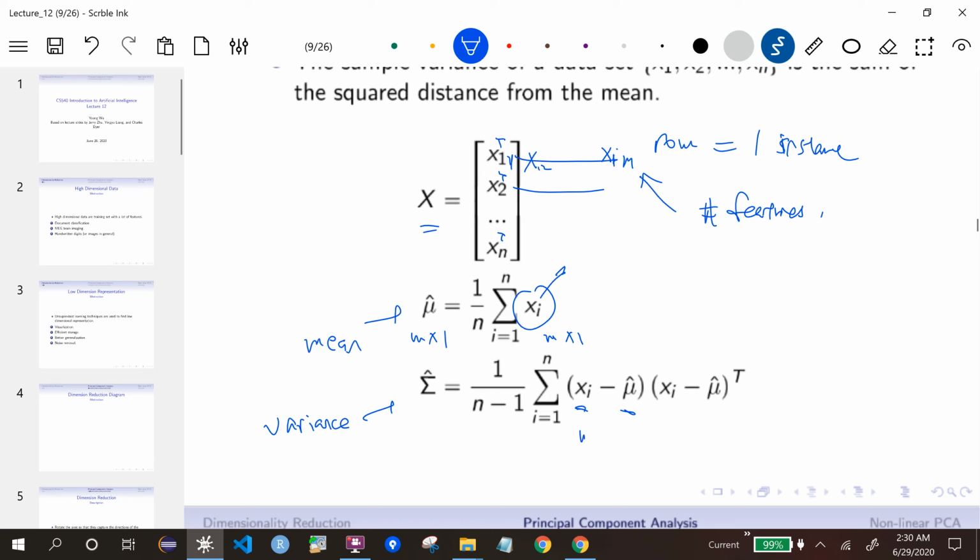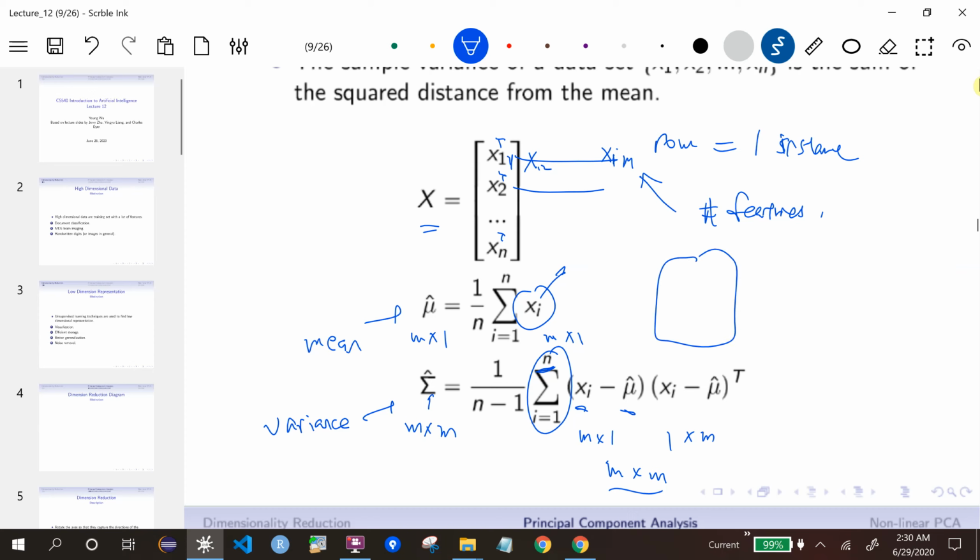Each one of these is n by 1, and these are 1 by m if we transpose them. Then if we take the product, it becomes an m by m matrix, and we are adding up n m by m matrices. That's why it's called the variance covariance matrix. It's not a single number, it's a matrix of size m by m, the number of features multiplied by the number of features. So let's spend some time to look at how this product is done.